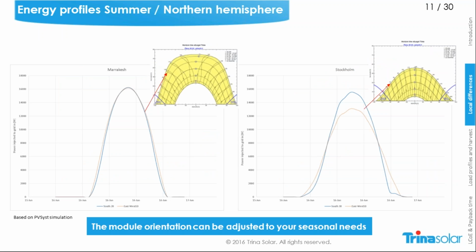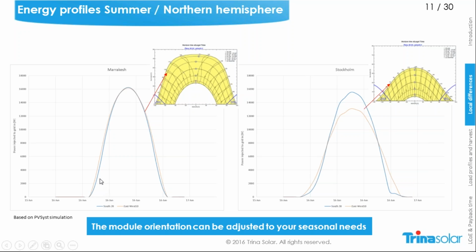Next, I want to show you some hourly curves. The curves are comparing, as well as on the last slides, the two solutions, south-orientated and east-west. So if we go now for summer, for example, here on the northern hemisphere, we have here Marrakesh, and here we have the curve. We have here compared the system which is orientated to south with a tilt angle of 20 degrees to an east-west system with a tilt angle of 10 degrees per each side.